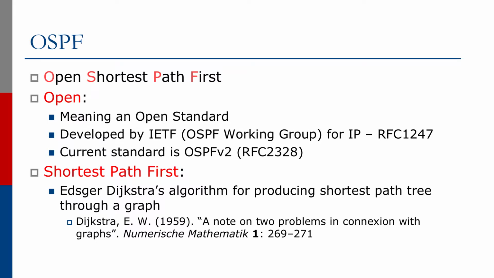Well, as we saw in the OSPF session, OSPF stands for Open Shortest Path First. Open means it's an open standard and developed by the IETF OSPF working group in RFC 1247. The current version is OSPF version 2, RFC 2328. The shortest path first refers to Edsger Dijkstra's algorithm for producing a shortest path tree through a graph.